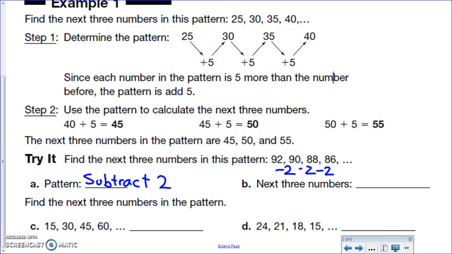So now we need to use it to find the next three numbers. So 86 minus 2 is 84. 84 minus 2 is 82. And 82 minus 2 is 80.